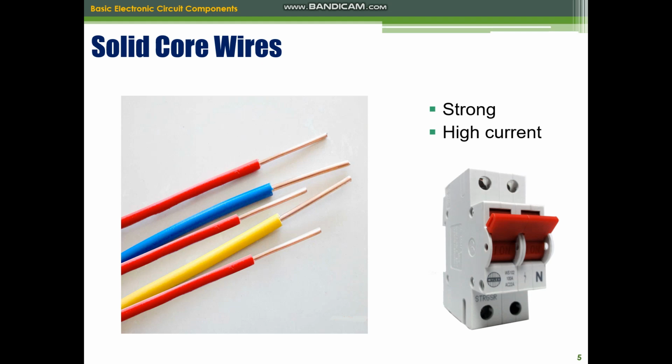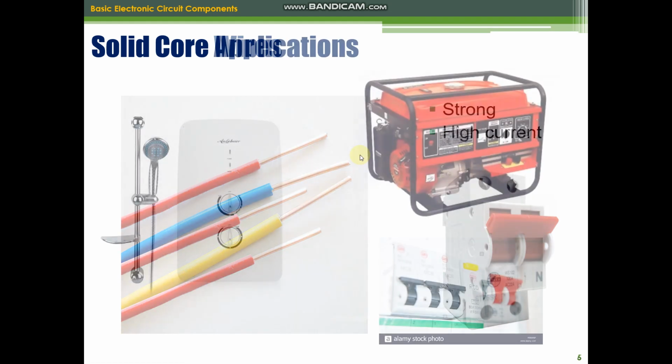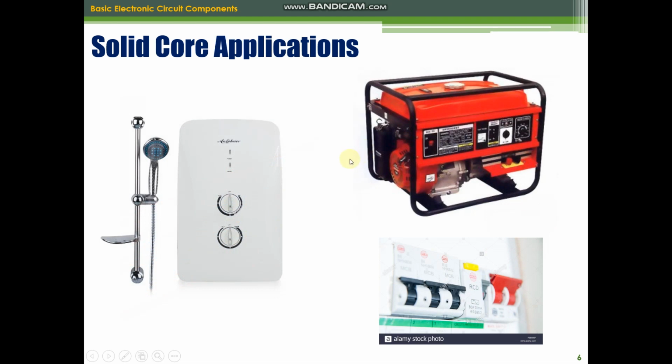The first one is the solid core wire. You can see there is only a single core in the wire, and normally we use it for applications which consume a very high current. Because the wire is very strong and not really easy to draw, some applications where we use this wire are the water heater or electronic generator.